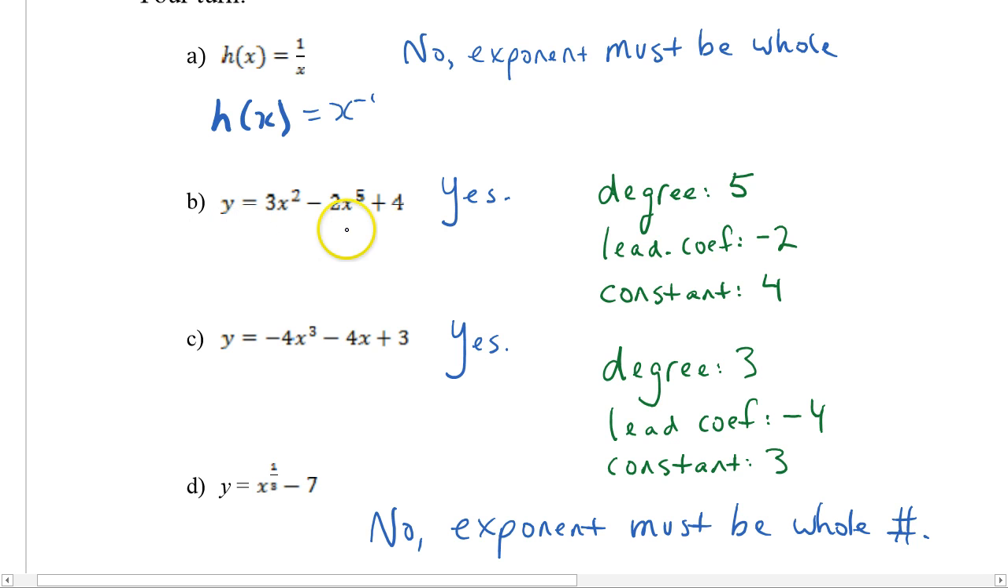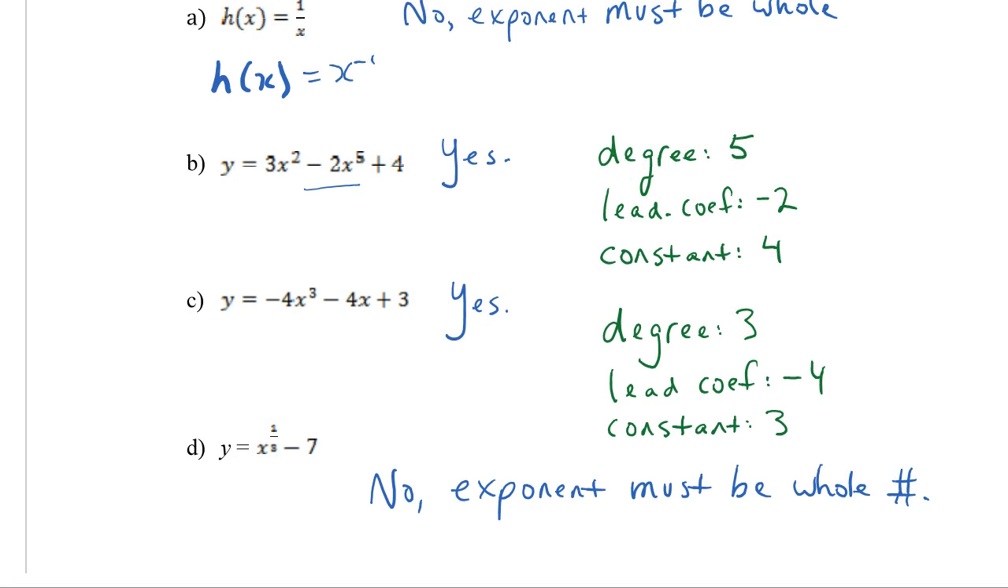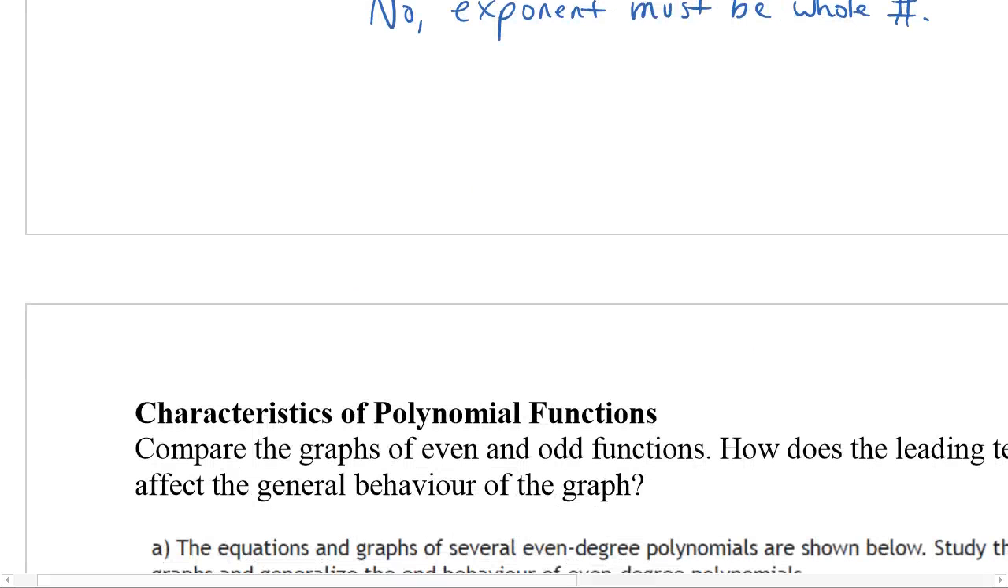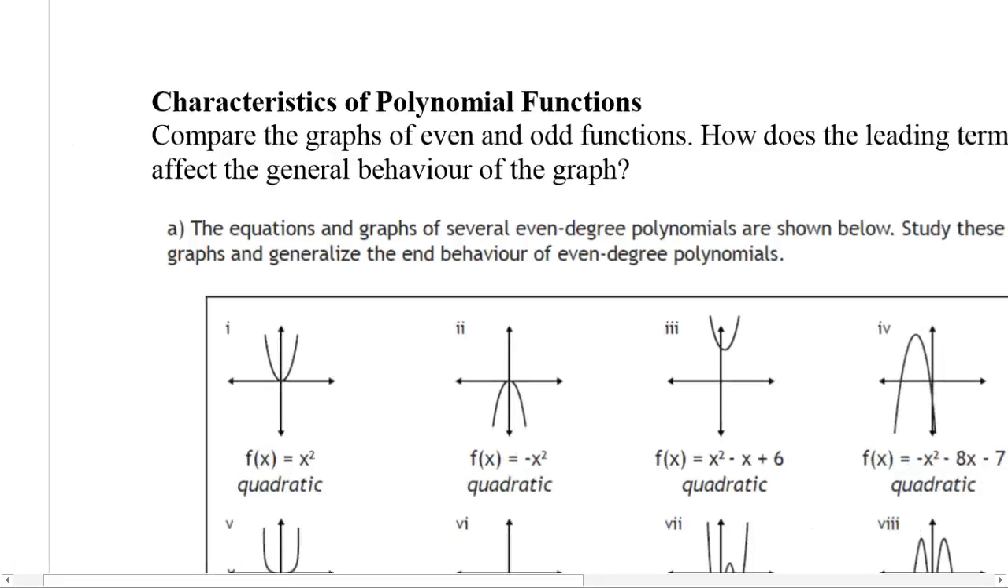For the second one, sure, yes it is, although we were sneaky. I wonder if you caught it. The degree is not 2, it's 5, because there's a 5 there. The leading coefficient is -2, the constant is 4. For C, yes, it's a straightforward one. And then for the last one, again, the exponent must be a whole number, so no, it is not. Well, let's take a look here at this next page.